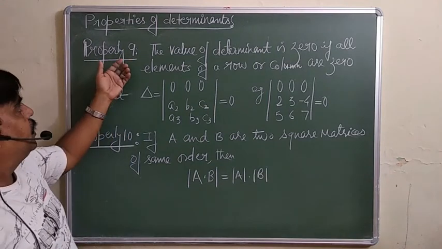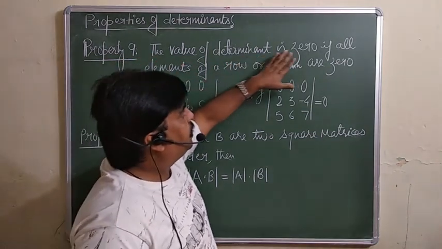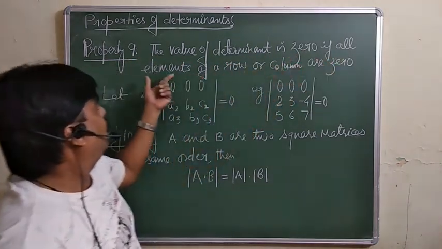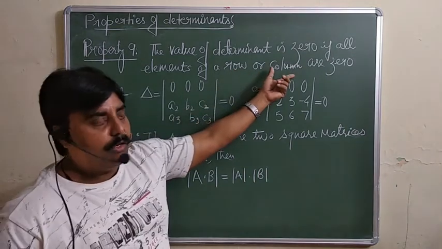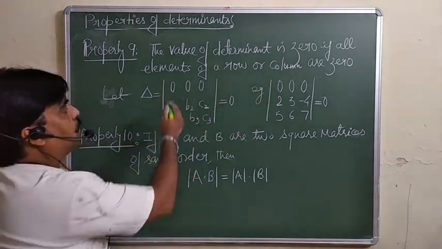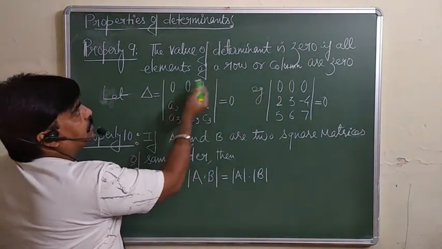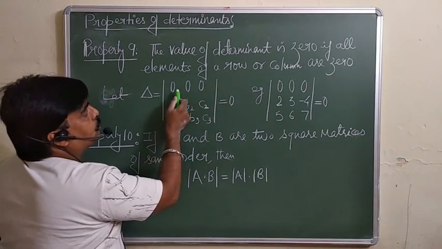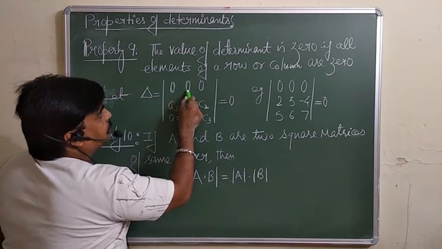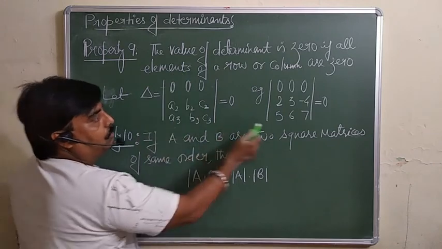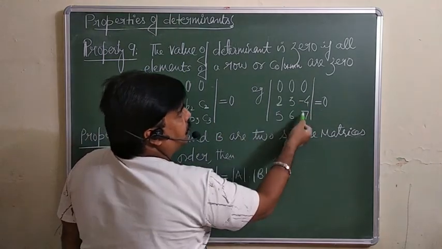Now property 9: the value of a determinant is 0 if all elements of any row or any column are 0. In any matrix, if all the elements of any row or column are 0, then the determinant will be 0. Here you can take this example.